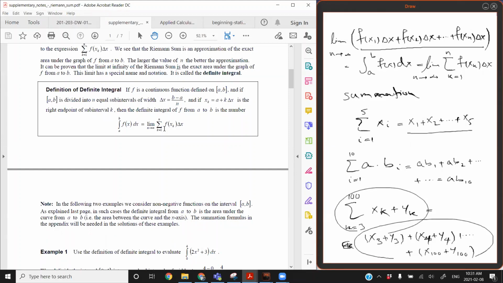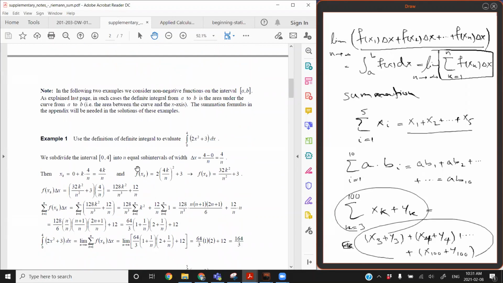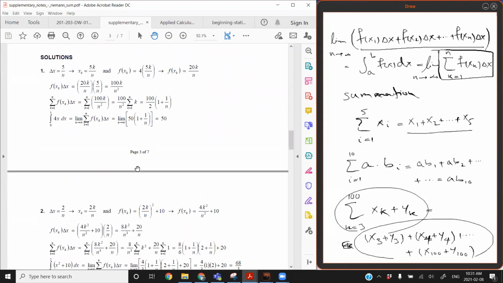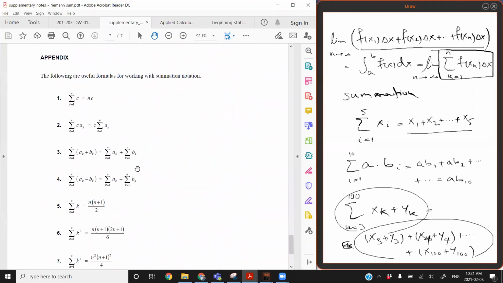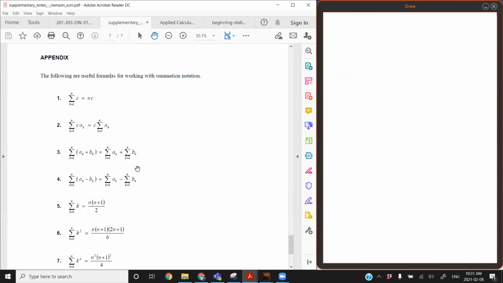Yes. So in order to find this area, we need to be able to write this in terms of n. After we are able to write this in terms of n, we can take the limit of that expression in terms of n and find the area. So before I show you some examples, I'm going to talk about some of the properties of this summation notation, which are here in the appendix.